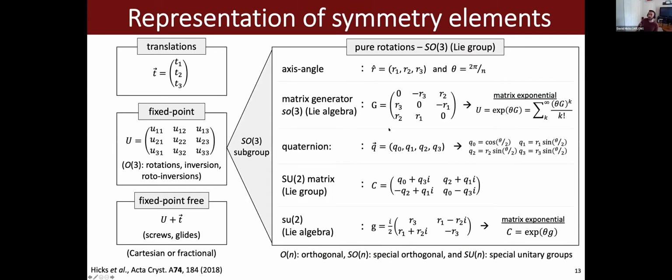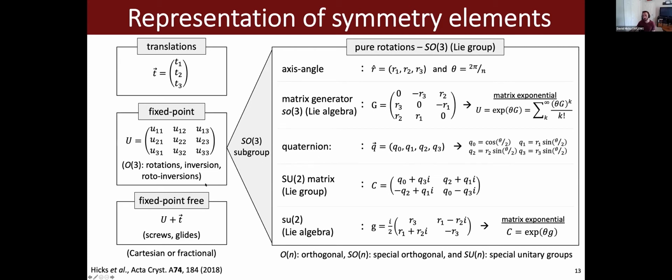All right, so another thing that I want to mention is that AFLOW can give us a wide variety of different representations for our symmetry elements. Okay, so we know what they look like graphically, but we need to represent them mathematically and store them so we can use them in our computation. And so typically for translations, it's a 3x1 vector. For fixed points, so these are the rotations or inversions, rotoinversions, we typically represent them by a 3x3 matrix. And then for fixed point free, as they're called, so this is the screws and the glides, we basically combine the translations and the fixed point operations.